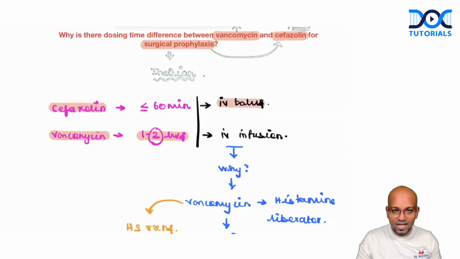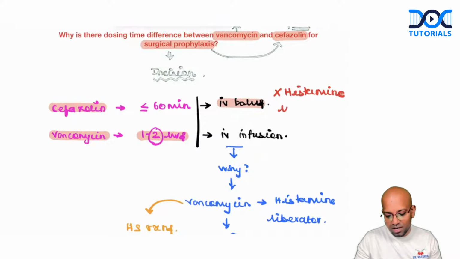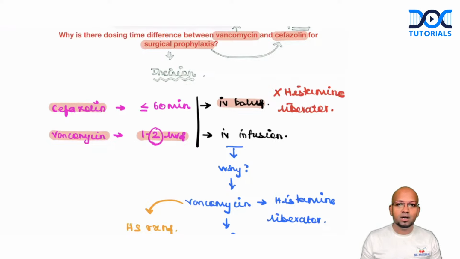Cefazolin, which is administered as IV bolus, is not a histamine liberator because it is not an amine antibiotic. Very simple. It will not release histamine. So cefazolin can be administered just 1 hour before surgery. That's the take home point, guys. That's today's why conundrum. Why is there a dosing time difference between vancomycin and cefazolin?